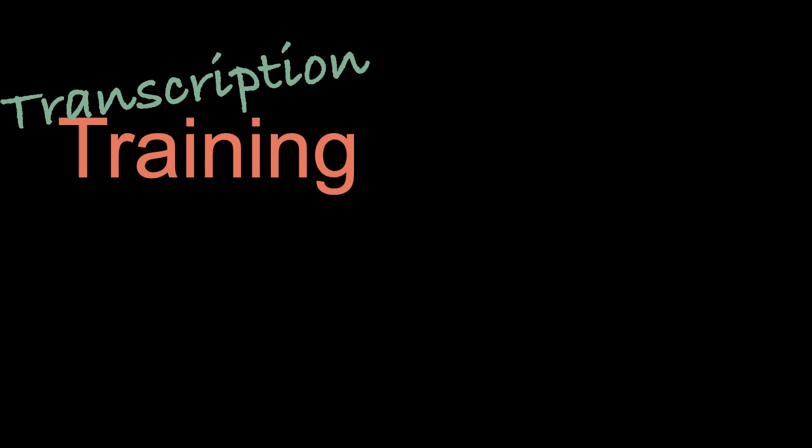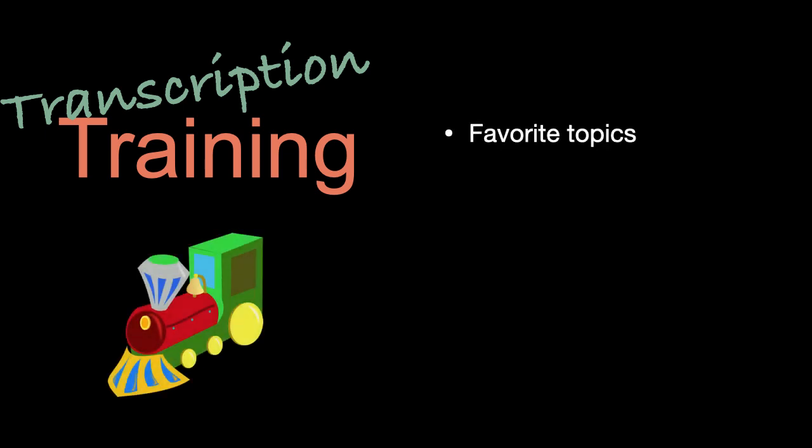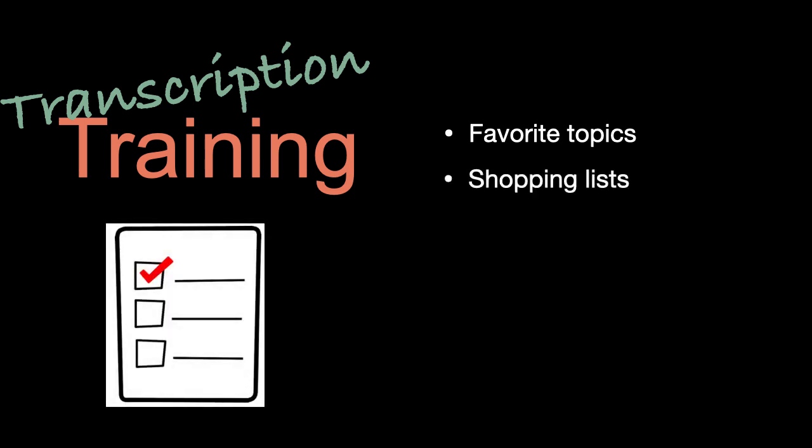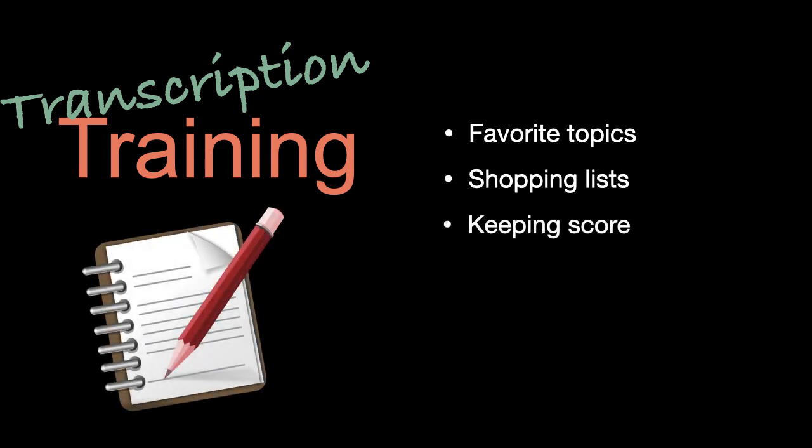Here are some examples. Make activities meaningful for the learner. If the learner is expected to practice writing, provide a list of words that are meaningful to the learner. Incorporate his favorite topics. Incorporate transcription into other activities. Have the learner make a shopping list for materials needed to complete a preferred art project, or have the learner keep score during a preferred card game.